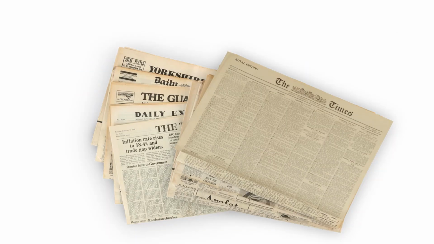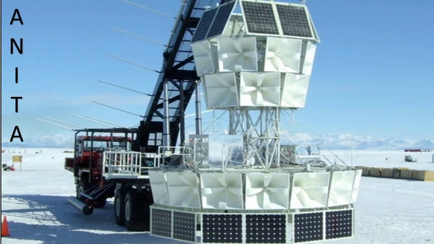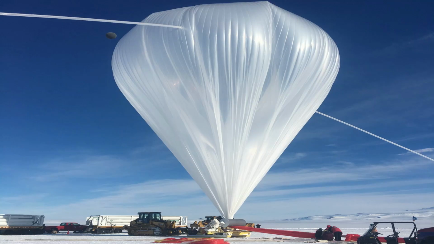Now let's jump into the news that everyone has been excited about in past months. What is the truth behind it? This is based on an experiment called ANITA, the Antarctic Impulsive Transient Antenna. A huge balloon is placed about 35 kilometers above Antarctica. It can detect high energy neutrinos.